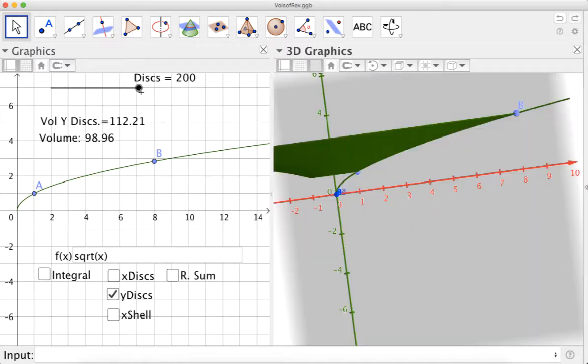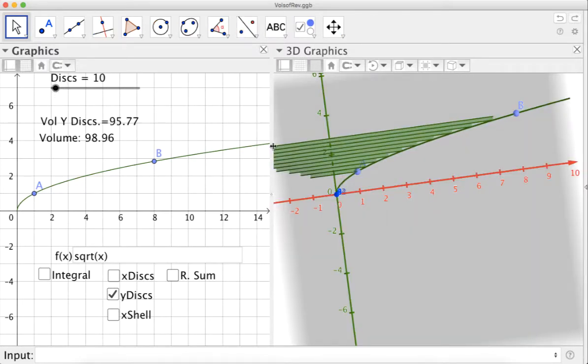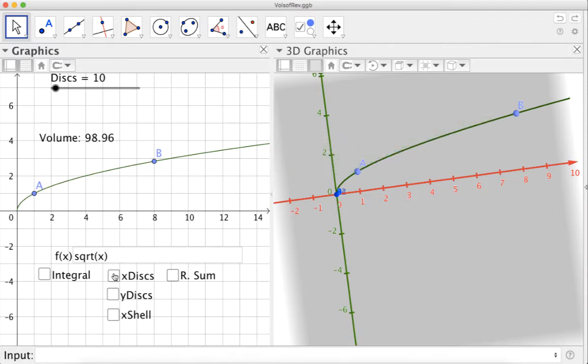Now, we could also rotate this thing around the y-axis, and we would get a different series of disks. And let's take a look at what that would be. And now the radius of each cylinder is no longer equal to the y value of the function at that point. It's equal to the x value of the function at that given point. And we'll spend a lot more time with that later.